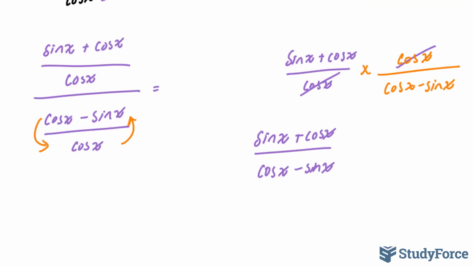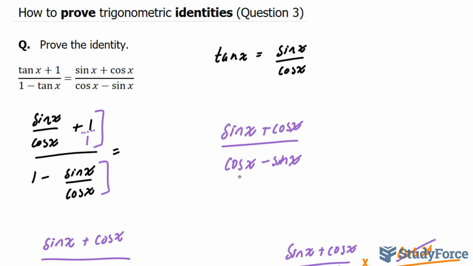Before we proceed any further, let's compare this to the right side of our original question. We end up with something that is identical to what we started with. Therefore, the left side does in fact equal the right side. So there you have it. That is how to prove another trigonometric identity. Make sure to watch question 4 for another example.